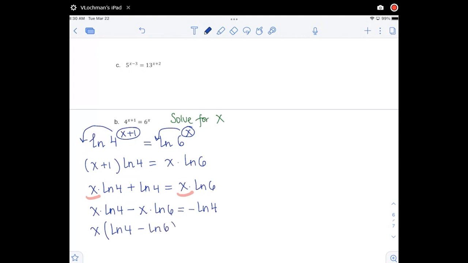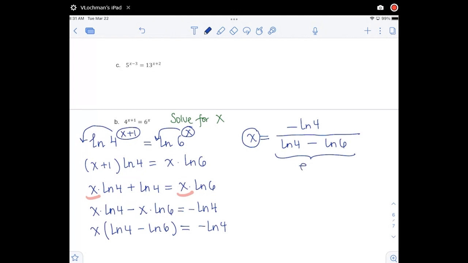That was the whole reason why we brought everything that has x on one side. And now we have our answer. Okay, x is equal to negative natural log of 4 divided by natural log of 4 minus natural log of 6. Okay, so that's how we get this exact expression for x. Let me go ahead and highlight it. This is exact, right?